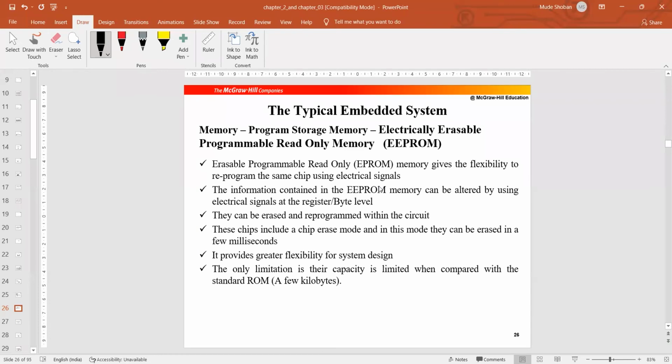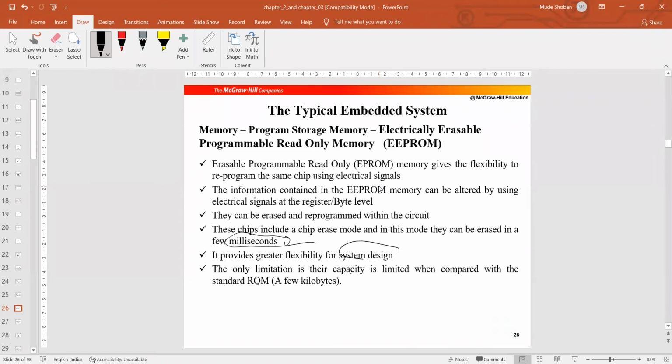See, the only limitation is that the capacity is limited when compared with the standard ROM. It provides greater flexibility for system design. These chips include a chip erase mode, and in this mode, they can be erased in milliseconds. Please notice this point. So here, EPROM takes 20 to 30 minutes to erase, but once the electrical feature is added, the content of the memory chip, whether it is KB, MB, gigabyte or terabyte, only takes milliseconds to erase, right?